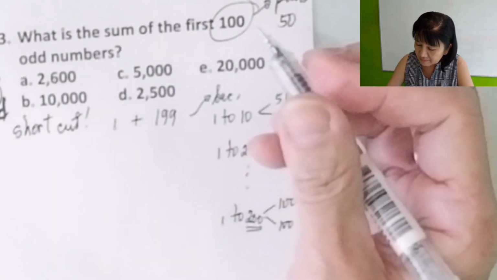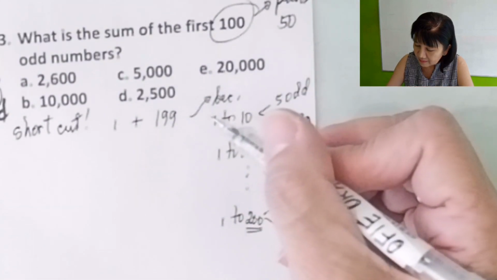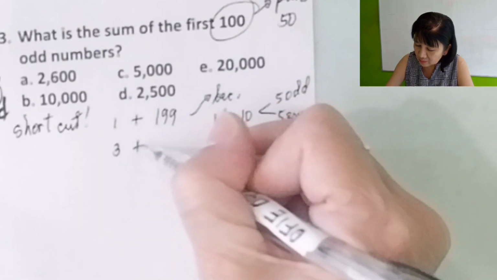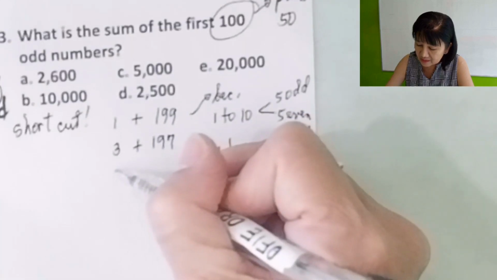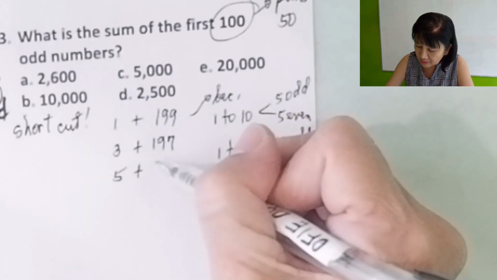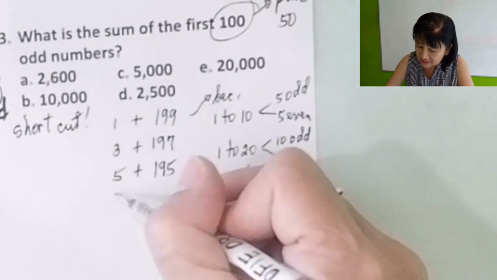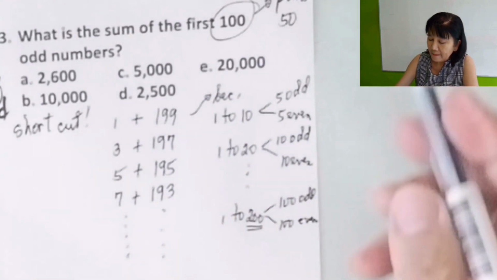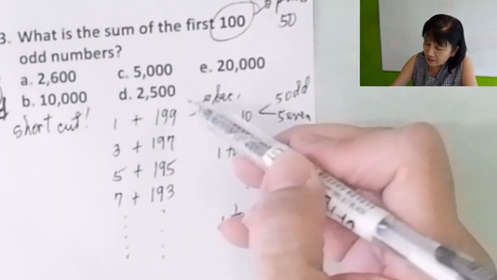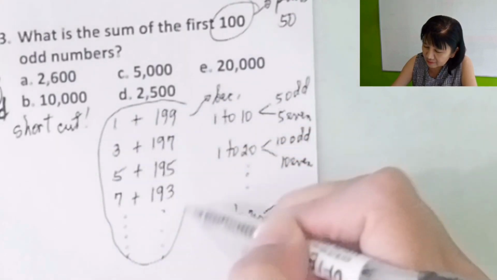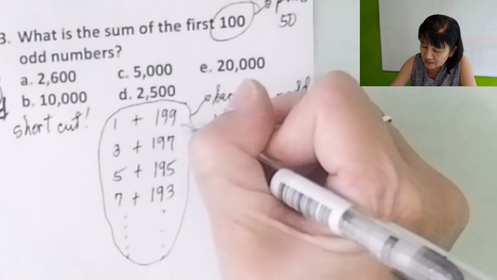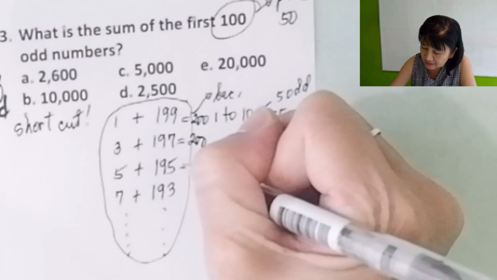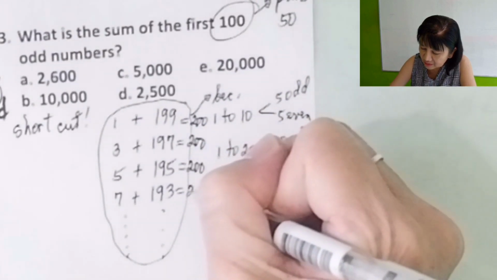Add them. Okay, what's the next one? 3. And the next one, 197. Next is 5. Lower than 197 is 195. Next is 7. And then this is 193. And so on and so forth. Now, how many pairs are we going to have which will add up to 200? Did you notice? When you add this, you get 200. Add this, you get 200. Here, you always get 200. And here, you get 200.